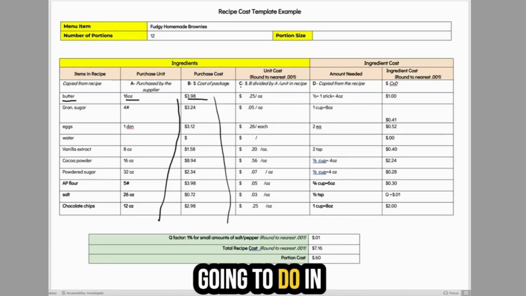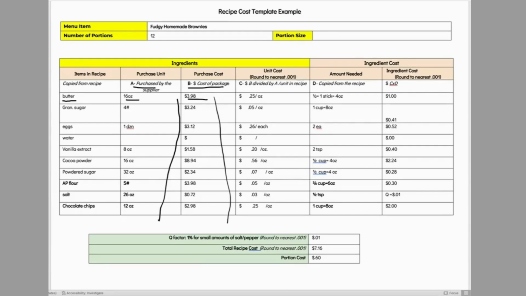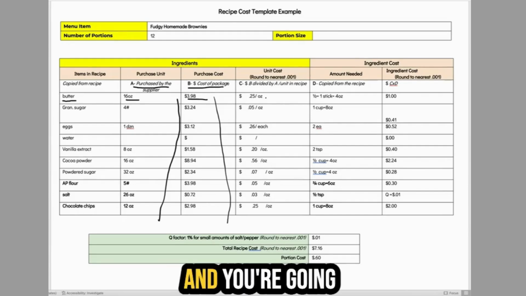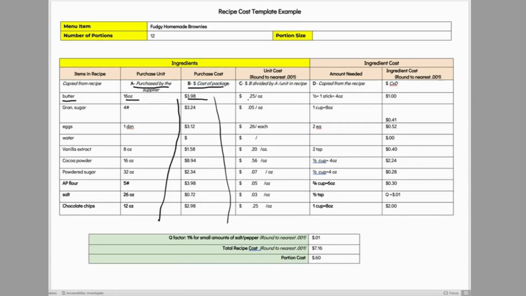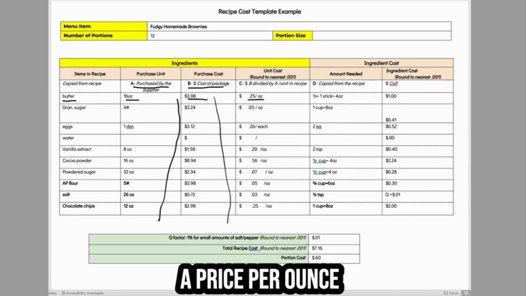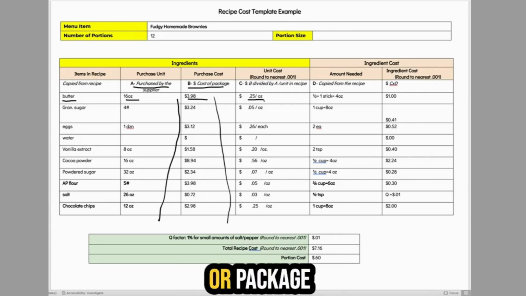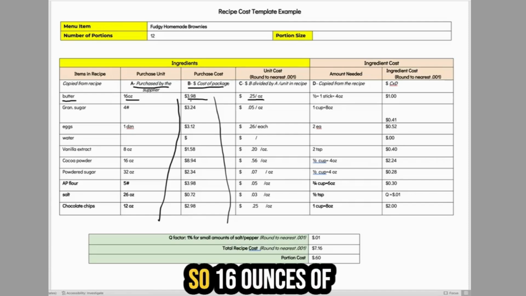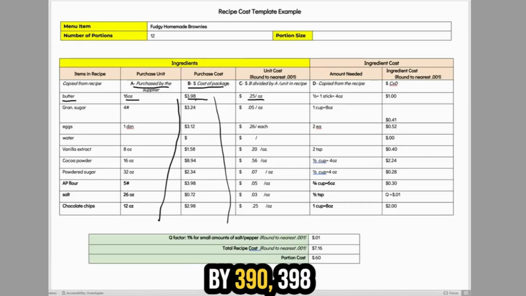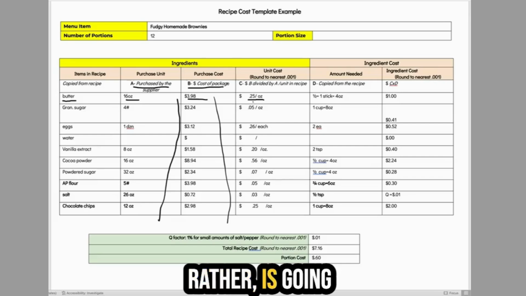And then what you're going to do in column C here is divide B, the cost, by the unit. And you're going to come up with a price per ounce or package or pound in these cases. So $3.98 divided by 16 ounces of butter is going to give you 25 cents per ounce. You do all those numbers all the way down.